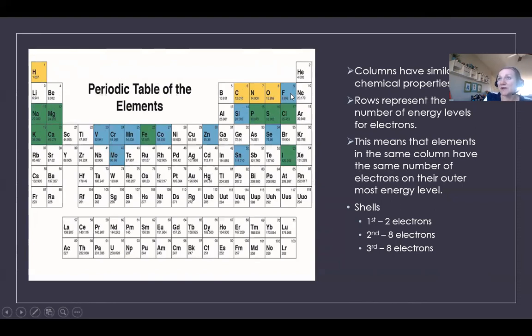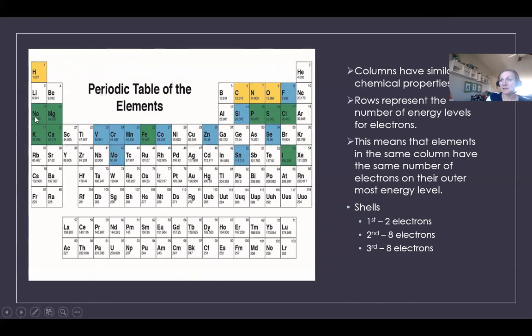But then if we hop over here to fluorine, fluorine's going to have 7 electrons in its outer shell. It's going to really want 8, so it's going to have a strong pull for 1 more electron. And again, we'll talk more about that. Rows are going to represent the number of energy levels for electrons. So if you remember, the first energy level has 1 orbital and can fit 2 electrons. So 1, 2, we add 1 more for helium. And then the next energy level can fit 8. And you can see how each element adds 1 more electron.